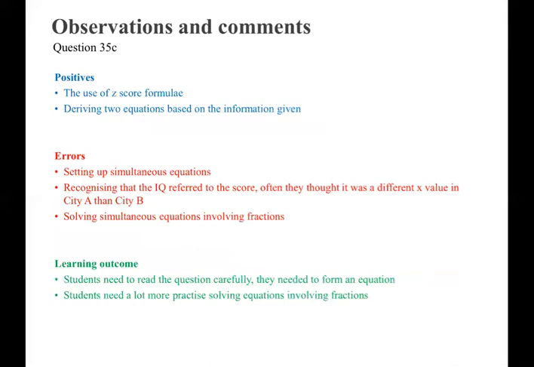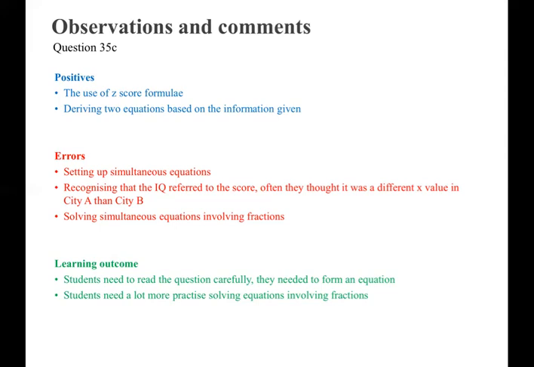35C was where Simon moves from city A to city B, and you are asked to form an equation to calculate Simon's IQ score, and you were asked to give it to 1 decimal place. It was worth 3 marks. So the students really struggled in this section. They knew to use the Z-score formula, so they tried to set one up. They tried to even set up two. What they often didn't understand was that the score from city A to city B was the same.